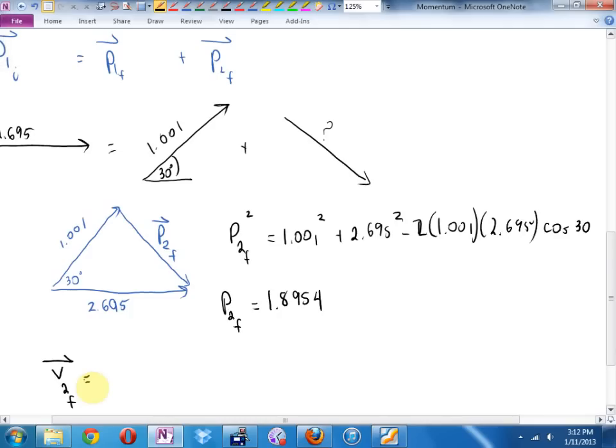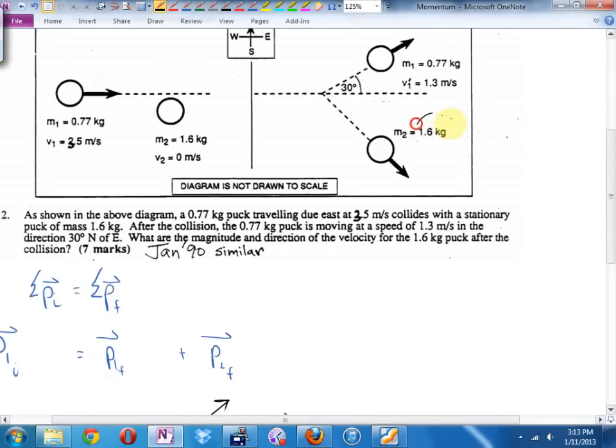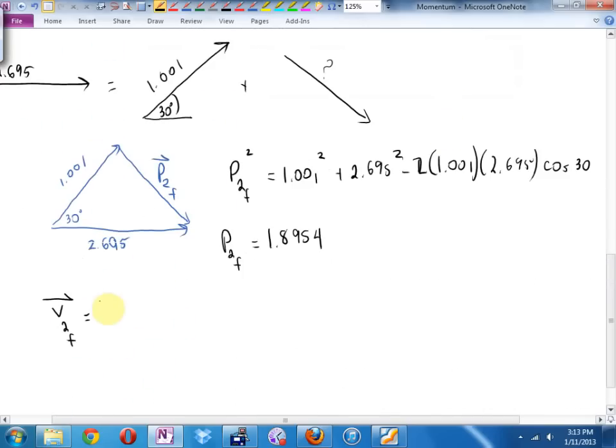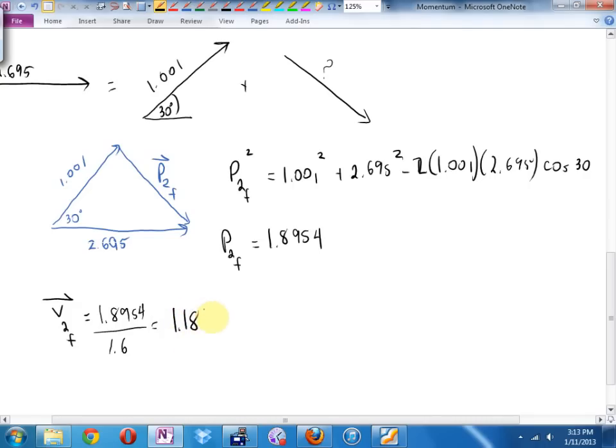On your multiple choice, I think a nice question to shorten things down would be this same question, but just say find the speed, which means you don't have to do the sine law after. Finding the speed is take this momentum and do what? Divide by the mass. Now, the mass of object 2 was 1.6, so it's going to be 1.8954 divided by 1.6. There's my speed, 1.18 meters per second. That would make a nice multiple choice.